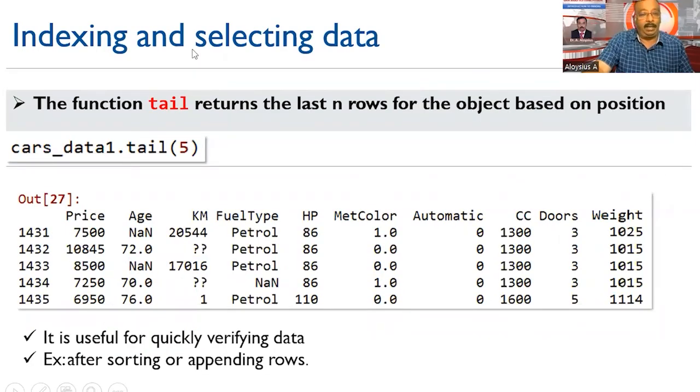And tail will give you the same from the last. So the last n number of rows can be displayed using the tail function. So cars_data1.tail(5) will give you the last 5 rows available, so that you can see whether the entire data frame has been imported properly and so on. It is useful for quickly verifying the data, and you can check after sorting and appending of rows whether it has been sorted properly till the end of the data frame.